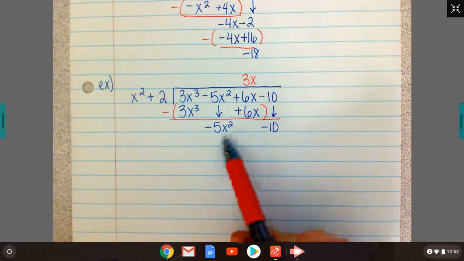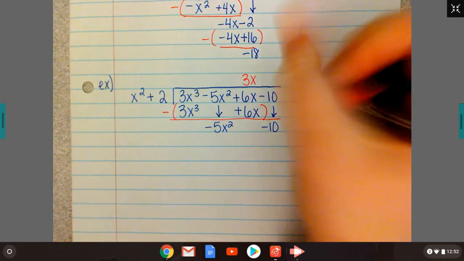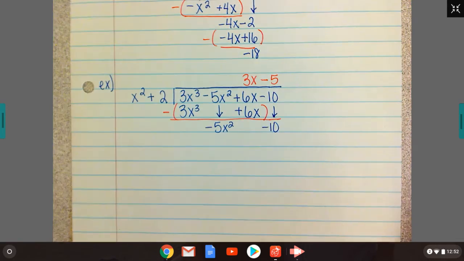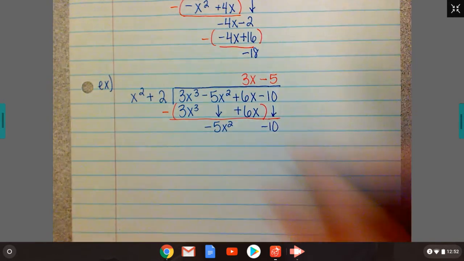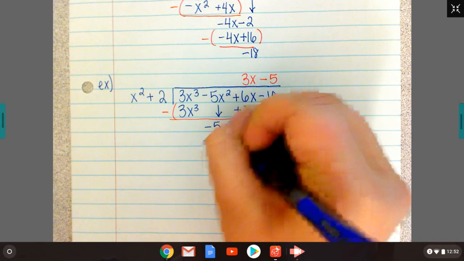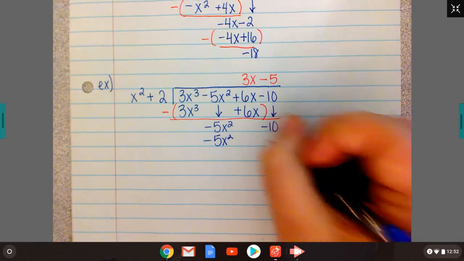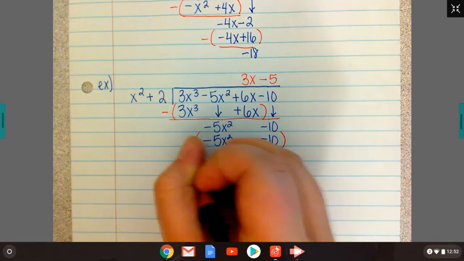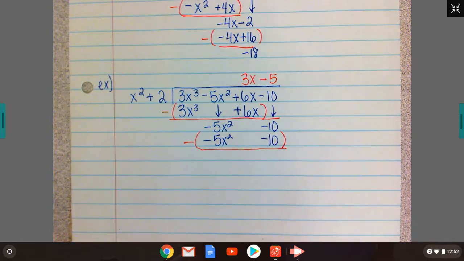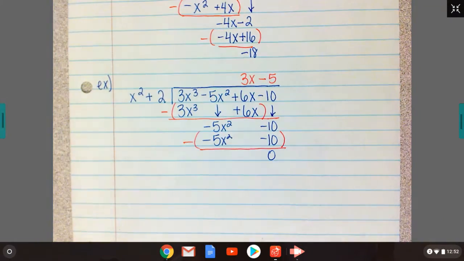All right, x squared times what is negative 5x squared? I need negative 5. Negative 5 times x squared is negative 5x squared. And negative 5 times 2 is negative 10. You can see where this is going. When you subtract off, you get a remainder of 0.